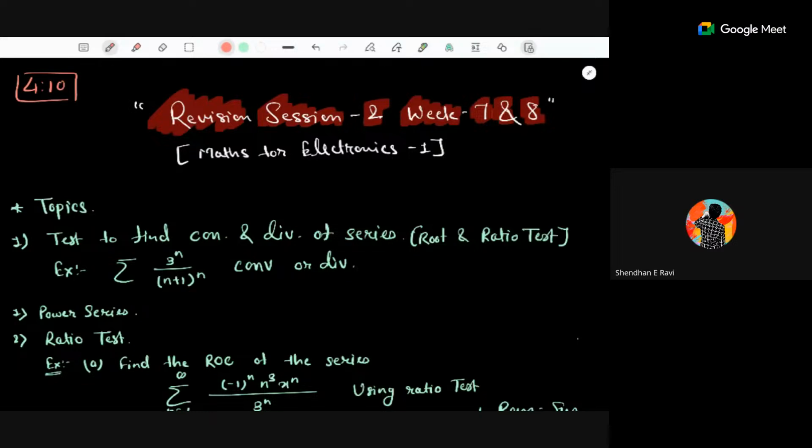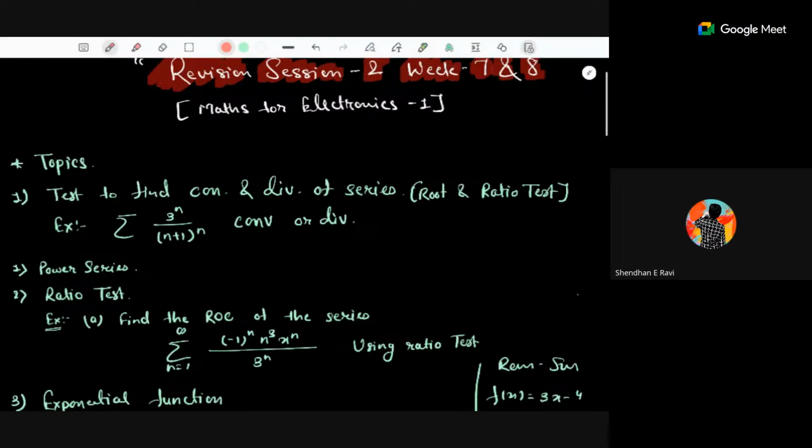So I have one example here. We'll take that example and find out the convergence and divergence of this particular series, right? So this is the example I have. I'll give you guys 5 minutes to solve this question, and then we will discuss it in detail. After that, we'll move to power series.